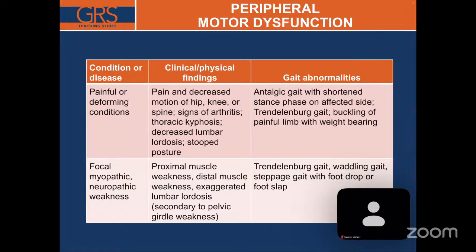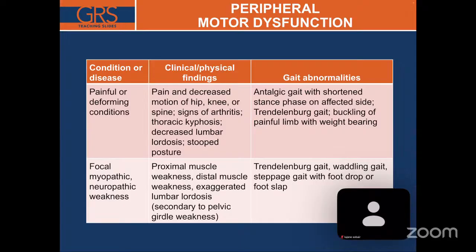The second level is the peripheral motor dysfunction. It can significantly impact walking. For example, painful or deforming conditions such as arthritis, hip, knee, or spine issues can often lead to pain and decreased motion. It can result in antalgic gait with a shortened stance phase of the affected side. The stance phase of the gait cycle represents the period when the foot is in contact with the ground and bearing the weight. You might also see trendelenburg gait or buckling of the painful limb when bearing weight.